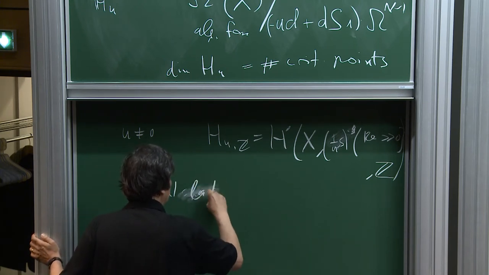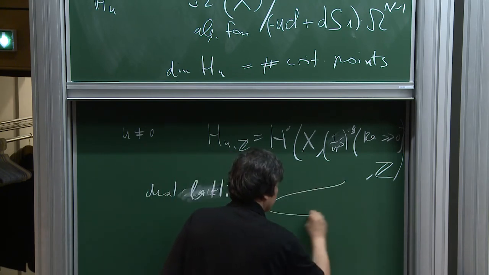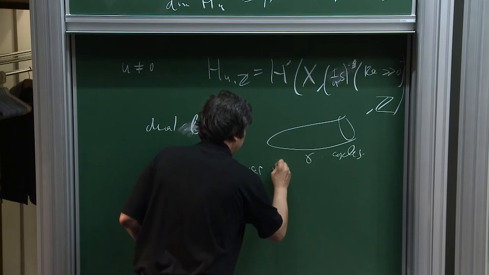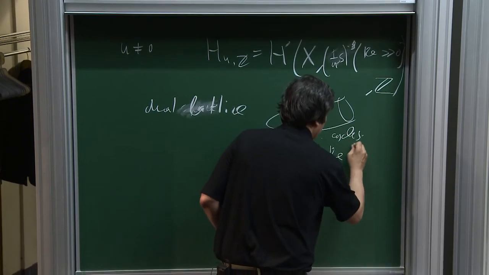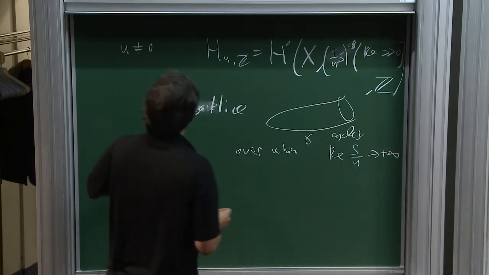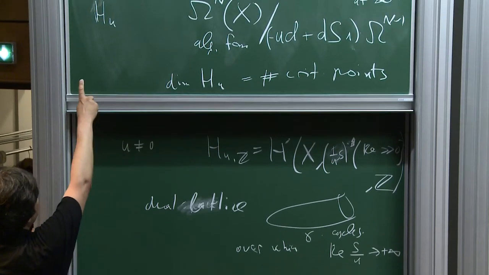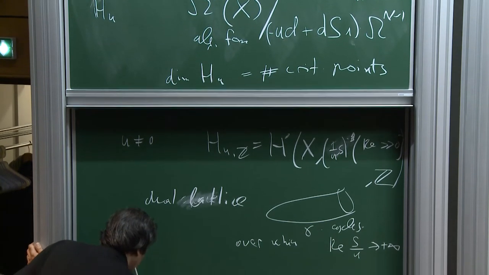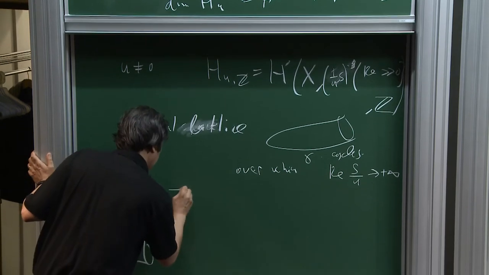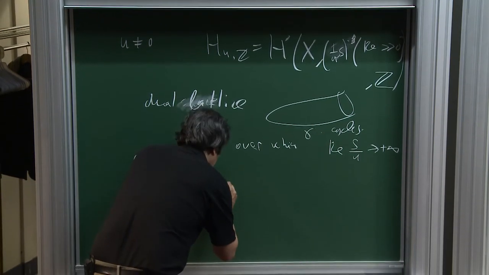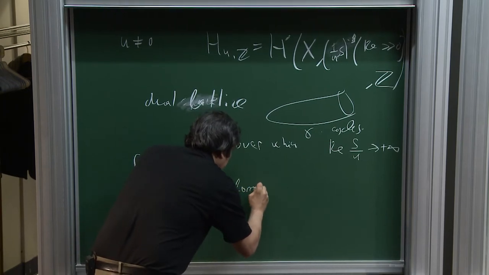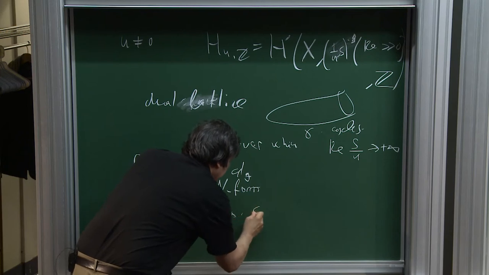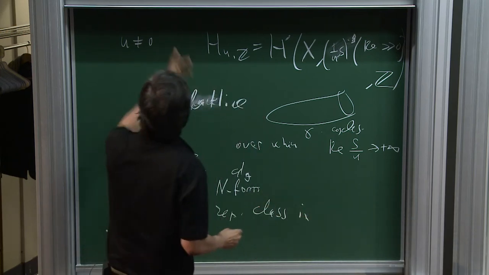So the dual space, or dual lattice, can be thought of as certain cycles over which the real part of S divided by u goes to plus infinity. And now what we can do, if you have a pairing between H_U and such cycles, now we can integrate over such a cycle e to the minus S over u times some algebraic n-form representing a class in this cohomology.